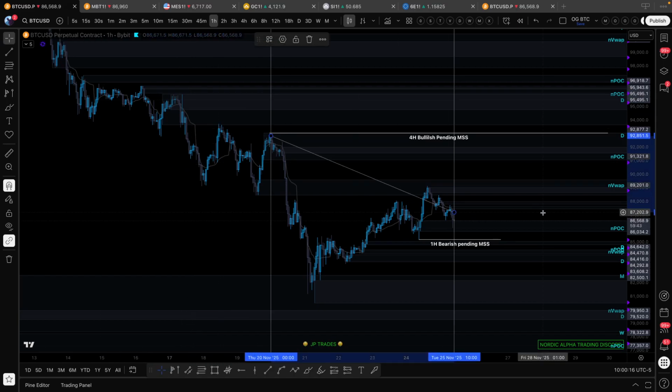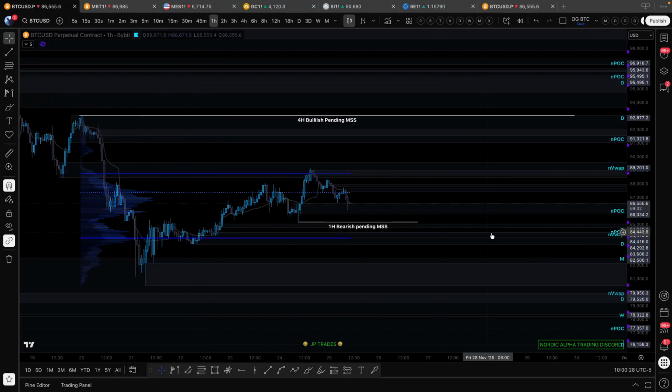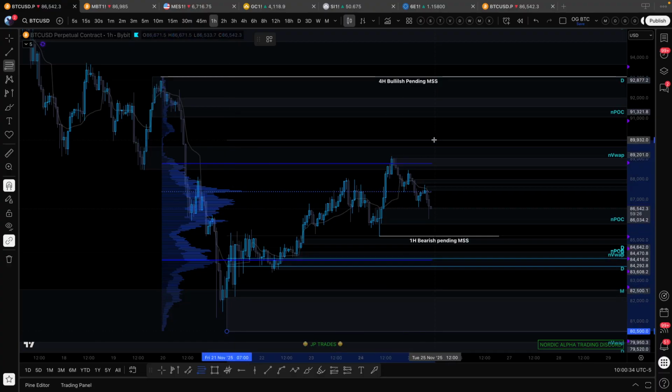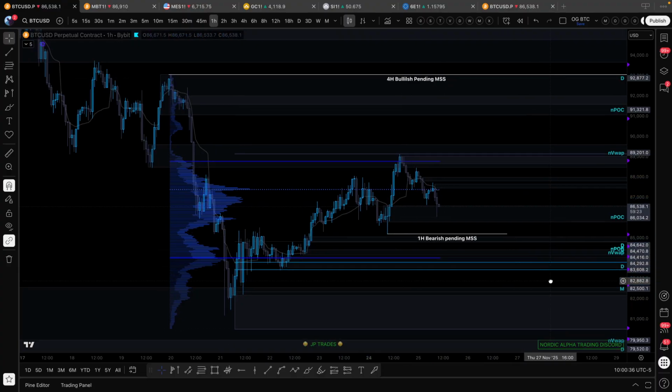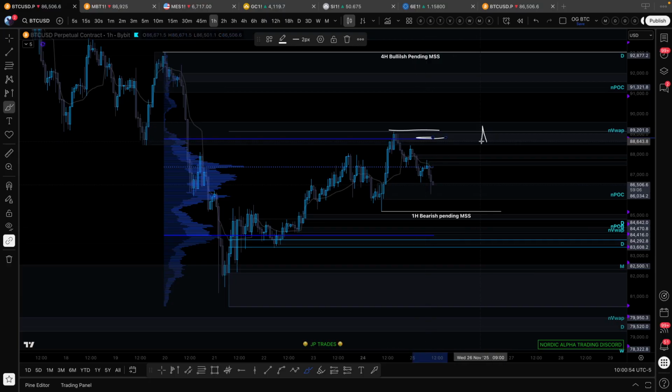However, let's take a look at this volume pool as well. So we did reject from the point of control. Let's pull our Fibonacci. Okay, so now let's draw our plans out. Number one would be an SFP of this high and this value area high and come back in the range, come down.